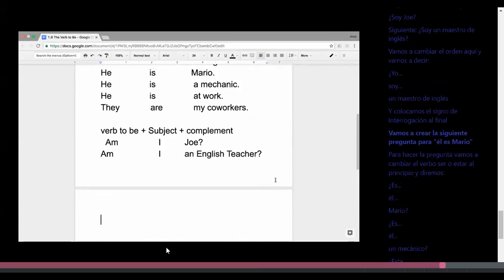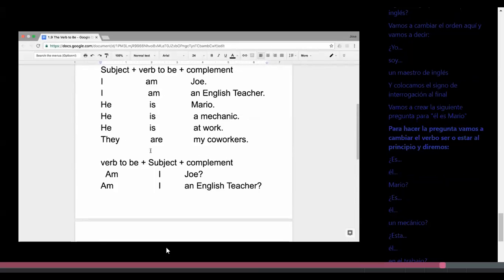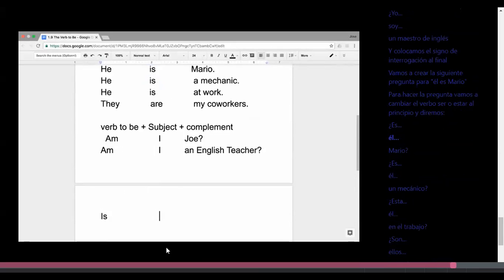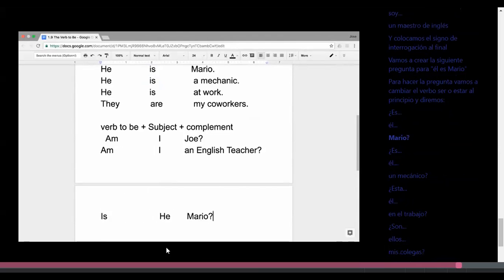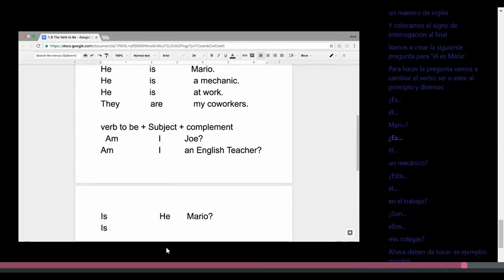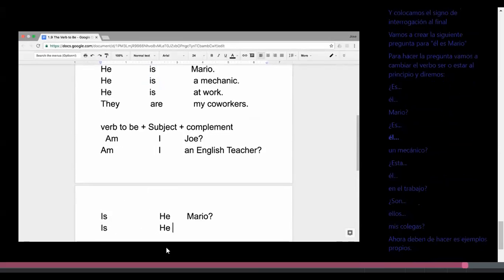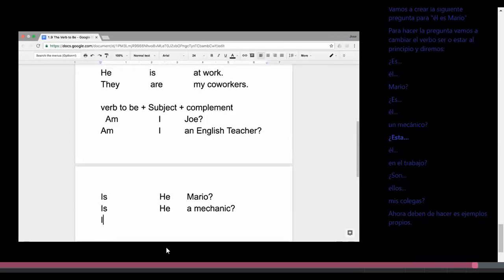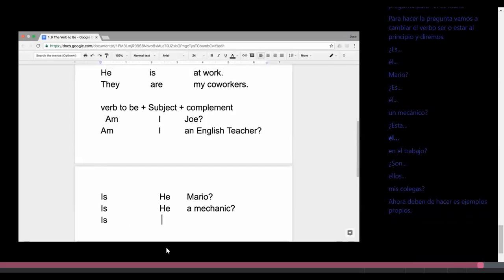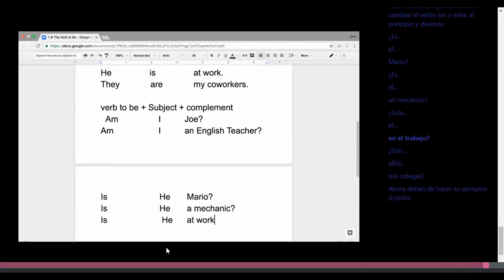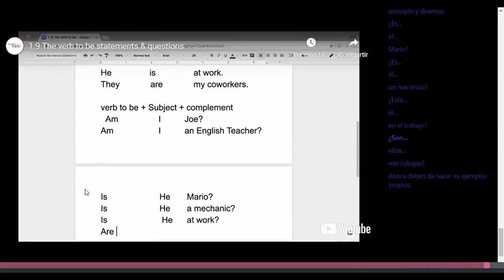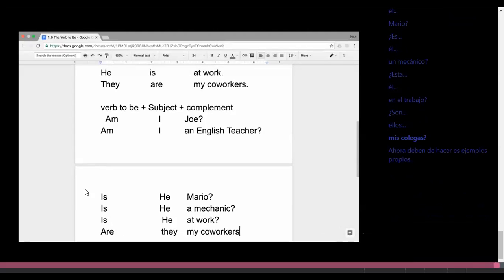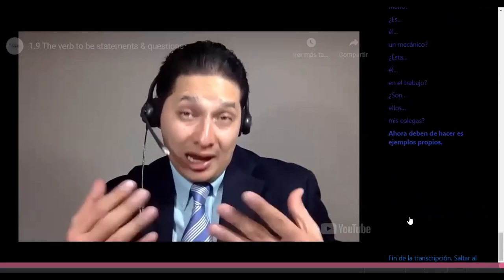So how would we form the next one? He is Mario. If I want to ask the question, I'm going to move the verb to be to the beginning, and I'm going to say, is he Mario? Is he a mechanic? Is he at work? And for they: they are my co-workers. Are they my co-workers? Now, what I would like for you to do is to give some examples of your own.